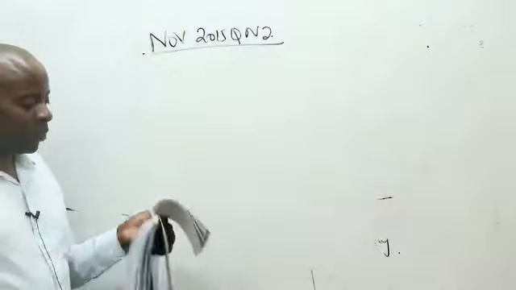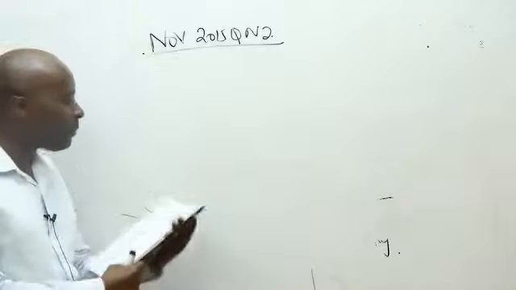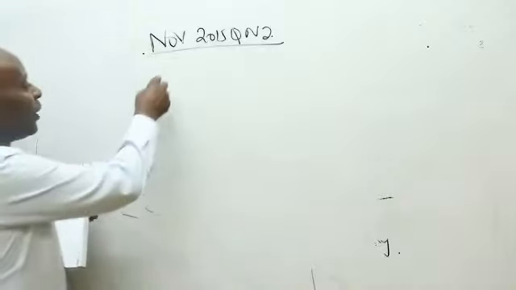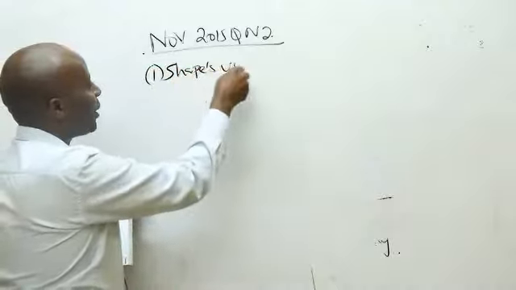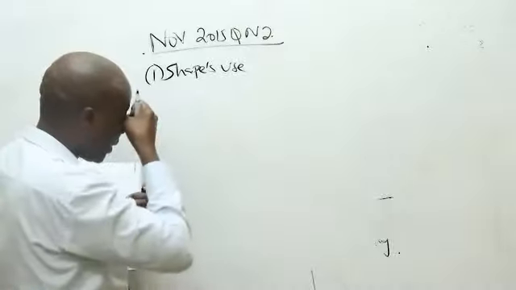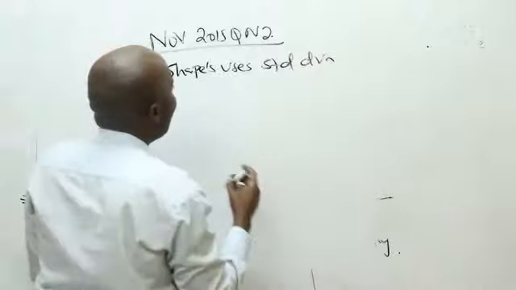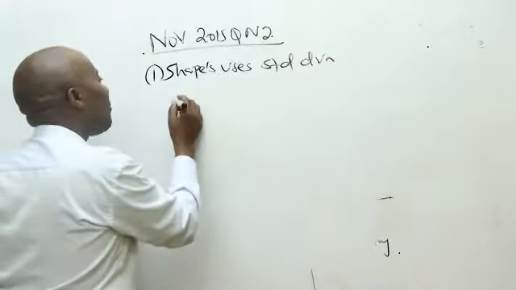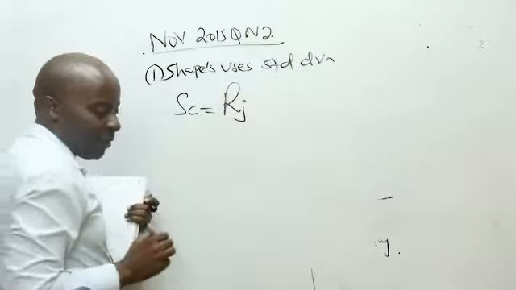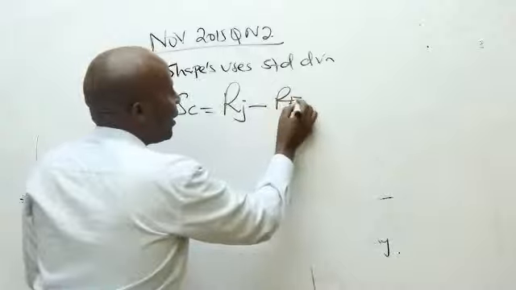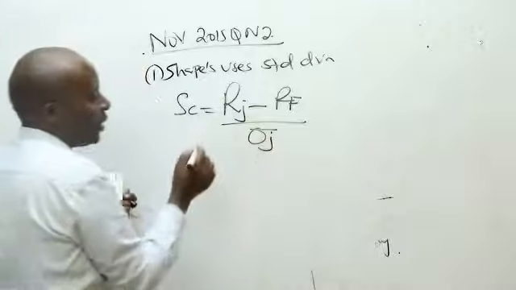So for P, what do we have there? Sharpe's makes use of what here? Sharpe's makes use of standard deviation. And if that is the case, ladies and gentlemen, the Sharpe's coefficient will be equal to returns of the security J minus risk-free all over the standard deviation of J, security J.